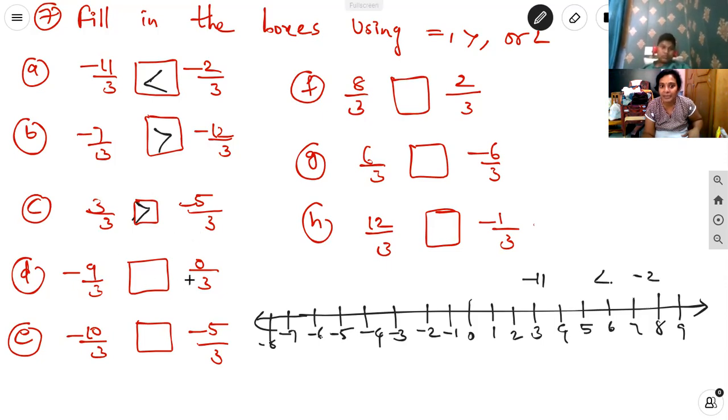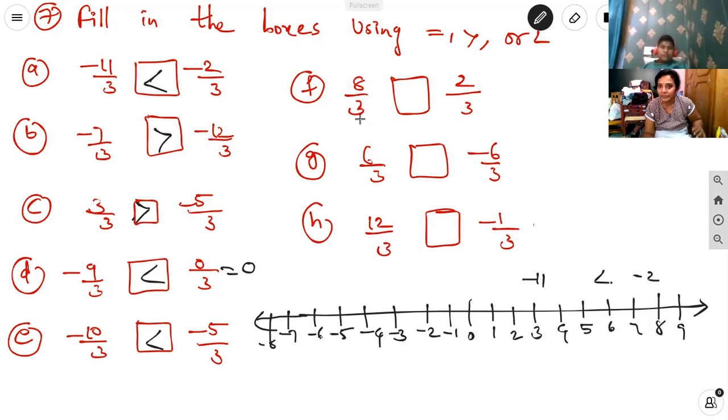Next, minus 9 by 3 and 0 upon 3. 0 upon 3 means that is 0 value. Here also, each and every negative value is less than 0 only. Why? Because 0 is more than the negative values. So it's less than 0. Here minus 10 is the left side value, minus 5 is the right side. So it is also less than.